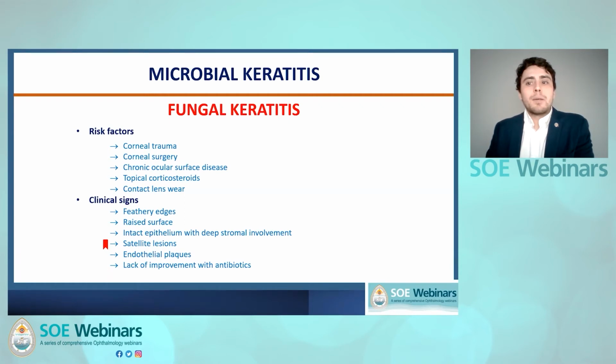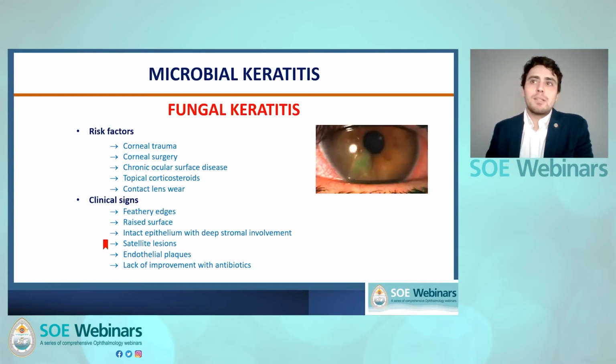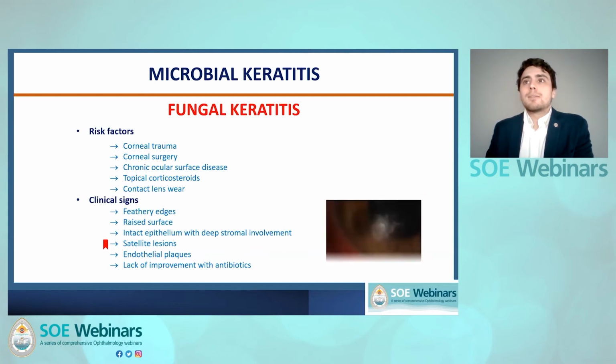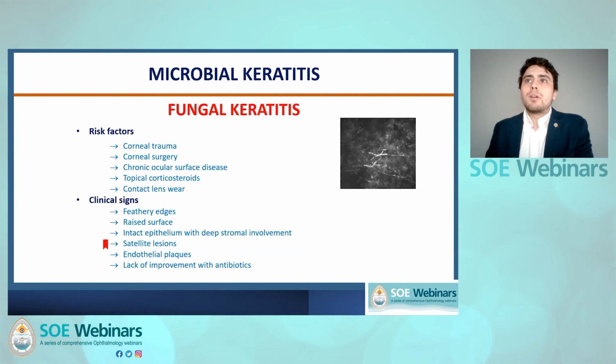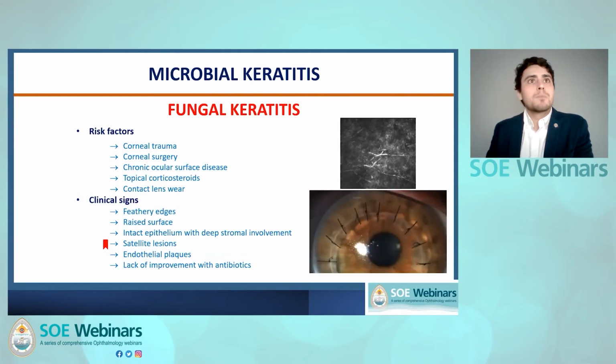One of the signs that I would like to point out is the satellite lesions. This is one of my first cases as a trainee, I think it was my first on call of this keratitis. We did a scrape with the confocal microscopy, and we found out that there was a fungus. She ended up with a corneal transplant.